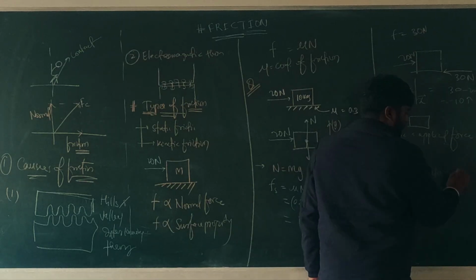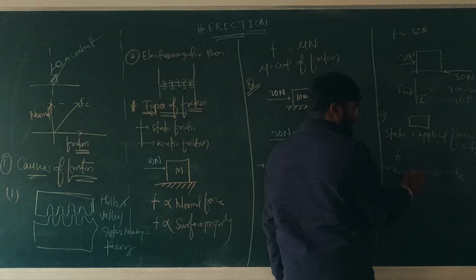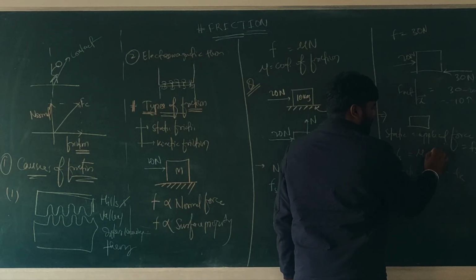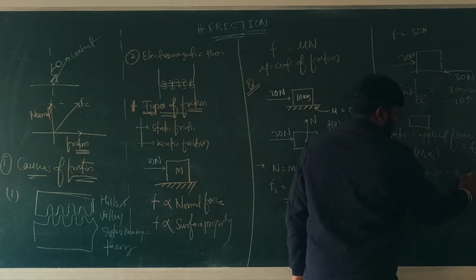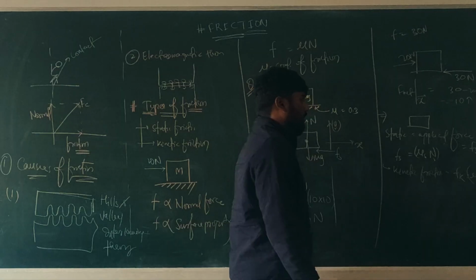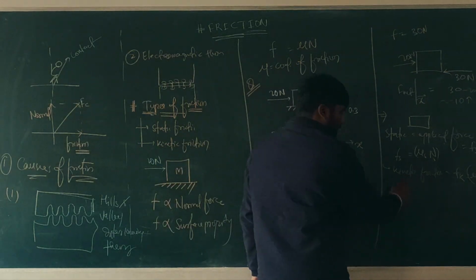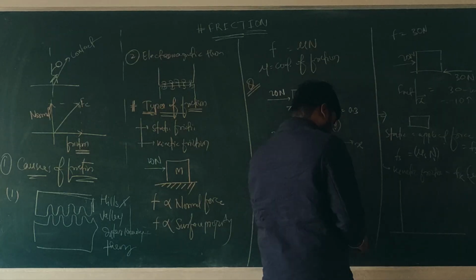And we know this is Fk and this is Fs, right? So the same is true. This Fk can be written as mu k into N, that is mu k into N. Also all good, right? And there is something called friction profile. Which one is greater, Fs or Fk?